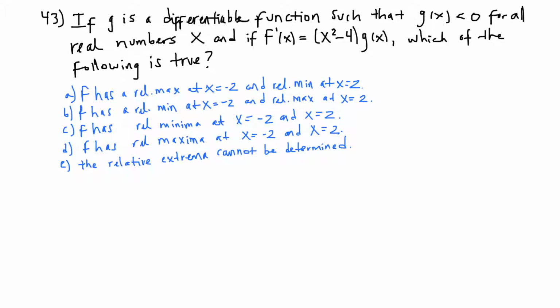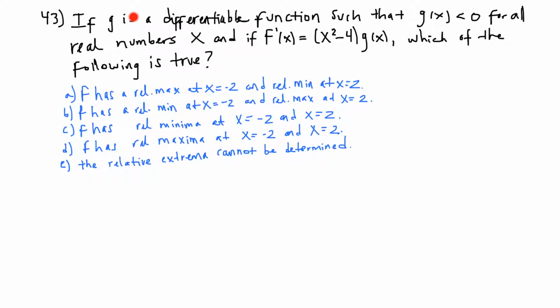but we've trained ourselves not to say g of x is less than 0. Instead, we should be thinking g is a differentiable function such that g of x is negative for all real numbers x. And some other function f prime is equal to x squared minus 4 quantity times g of x.